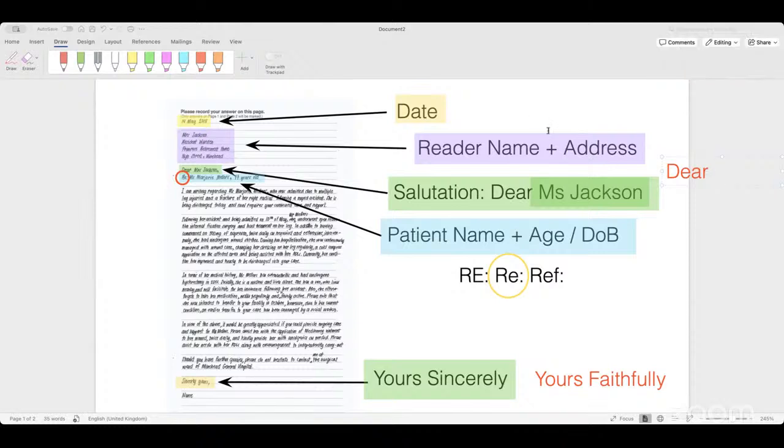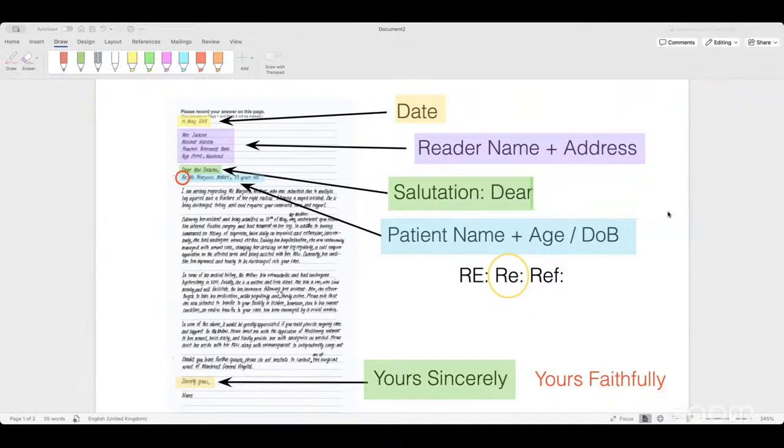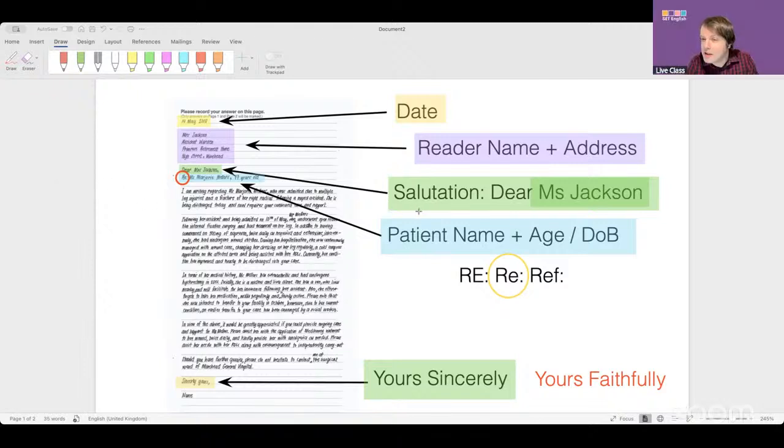No name. If I have no name, what do I write after the word dear? Because in the case notes, sometimes they don't give you the name of the reader. Sometimes you just have the address of where to send the letter, and I will address it likewise. Dear, 19 Jackson Street.